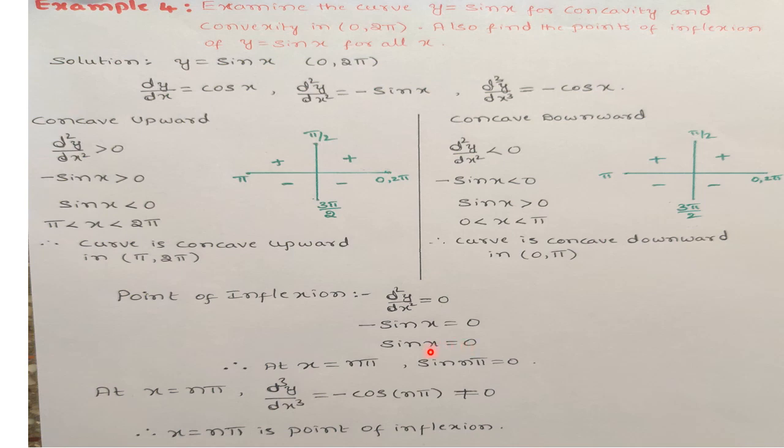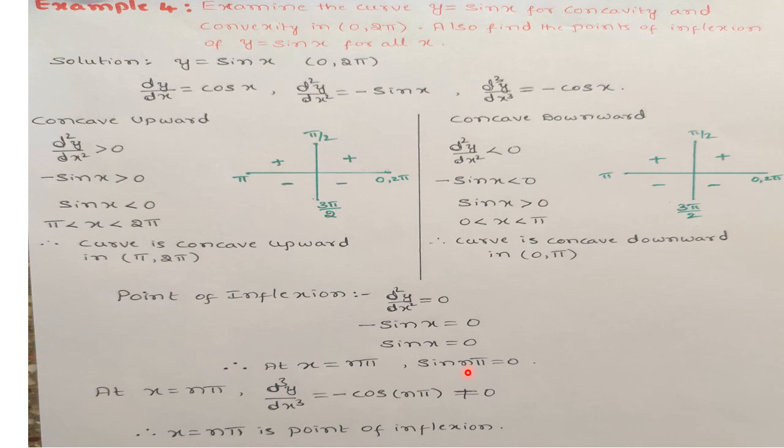For what values of x does sin x become 0? That means x is equal to n pi, where n is an integer. At x equal to n pi, sin n pi is 0. Sin 1 times pi is 0, sin 2 times pi is 0, sin 3 times pi is 0, sin minus 1 times pi is 0, sin minus 2 times pi is 0. In general, sin n times pi is 0 only when n is an integer.